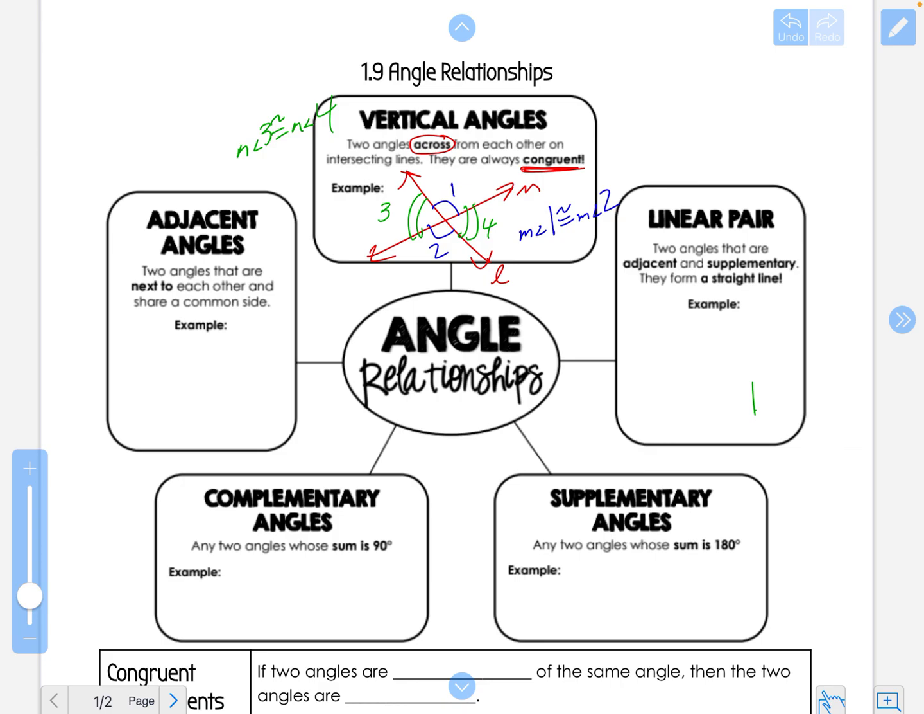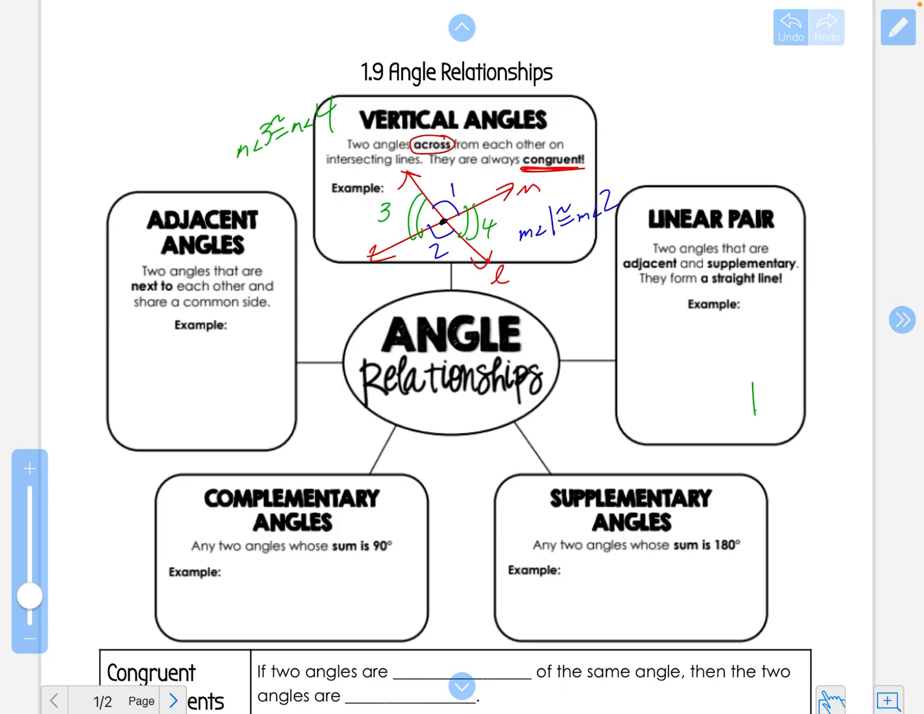Again, this only works when they are on the same two lines that intersect, and they also need to share this vertex right here. And so that's how we know what vertical angles are.